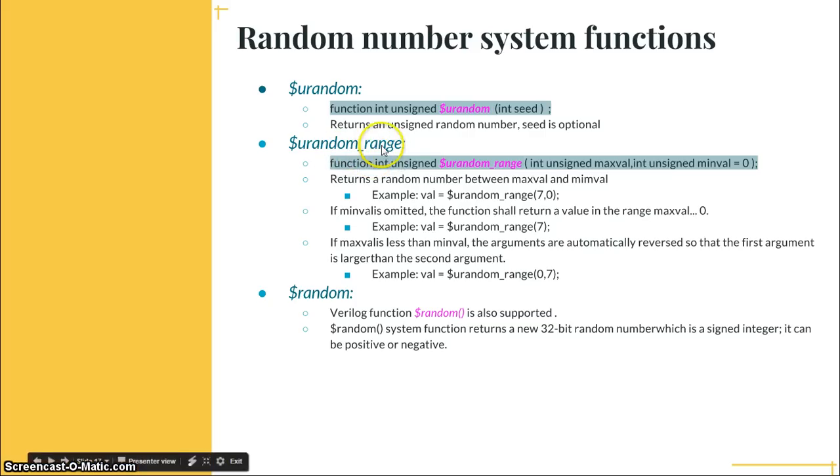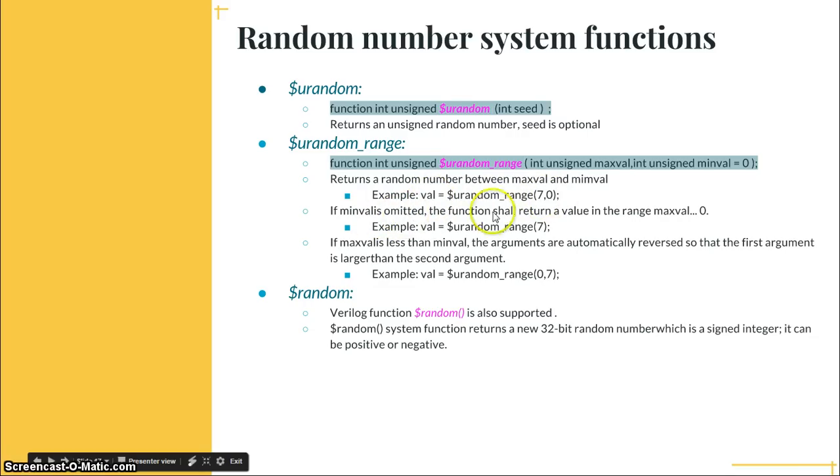And $urandom_range is a function which will return a random value within a range. So this is a function definition, int unsigned maxval and int unsigned minval. There are many flavors for this. It returns a random number between the maxval and minval. For example, if you are assigning val = $urandom_range(7, 0), the variable val will get a value between 0 and 7.